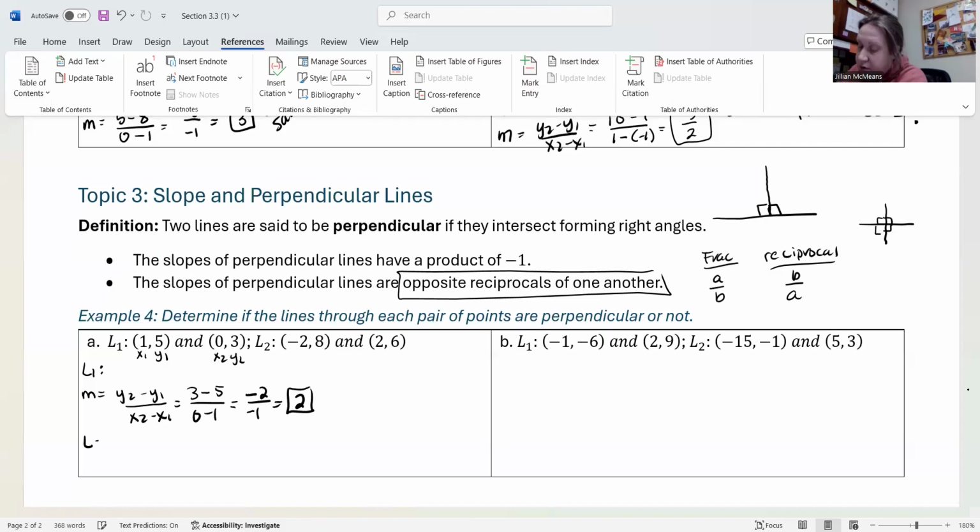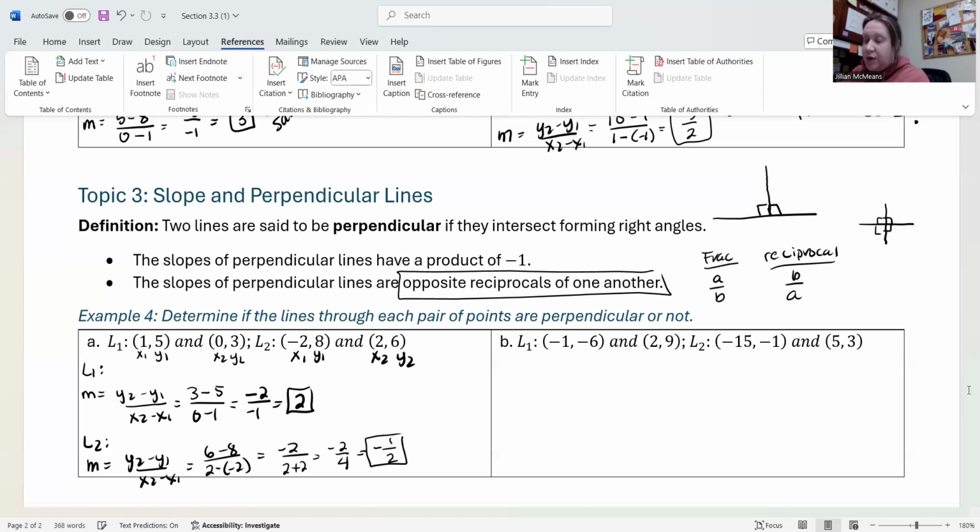Let's look at L2 now. So I'm going to go ahead and label those points x1, y1, x2, y2. And then we know that m is y2 minus y1 over x2 minus x1. And let's see here. For the y's, we get 6 minus 8. For the x's, we get 2 minus -2. Watch those signs there, okay? 6 minus 8 is -2. 2 minus -2 is really 2 plus 2. So I get -2 over 4. You would want to reduce this, and we would reduce to get -1/2.